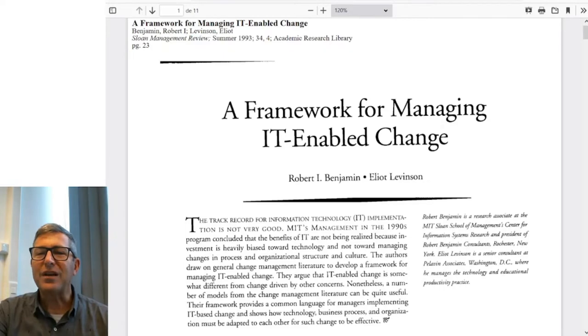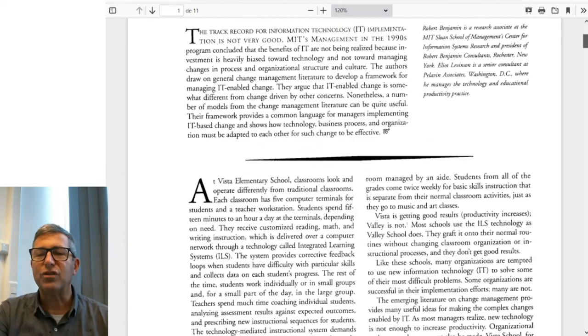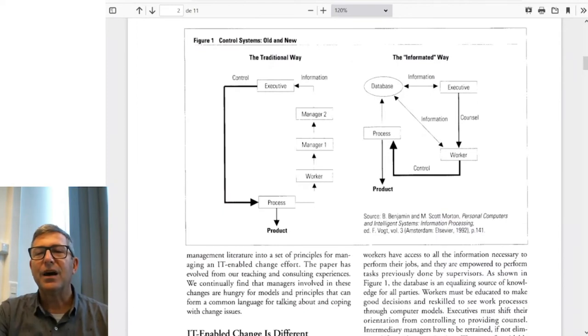But anyway, what these guys say here about the process of managing IT. First, they show us the differences in the way things happened in the past, what they call here the traditional way, and the way they happen after we introduce IT, which they call the informatted way. It may sound a little weird, this informatted way, but basically here what they're saying is after you have computers as part of the system, we are in the second model.